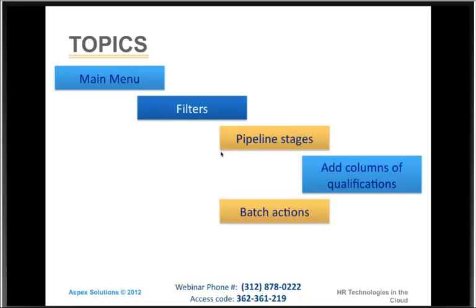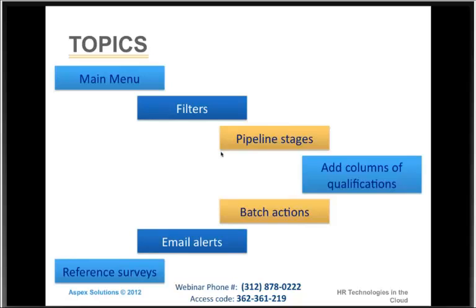I'll teach you some batch actions. These are actions you can take for groups of people that will just speed you up in the handling of them in AppliTrack. I'll show you how you can set up email alerts. We call these routings, so that when someone applies for one of your positions, you get an email alert. This is most useful when you are trying to fill hard-to-fill positions. And then I'll speak to you about reference surveys. You can send surveys to confidentially ask the references of an applicant for their judgment on the qualifications of an applicant. So those are our topics today.